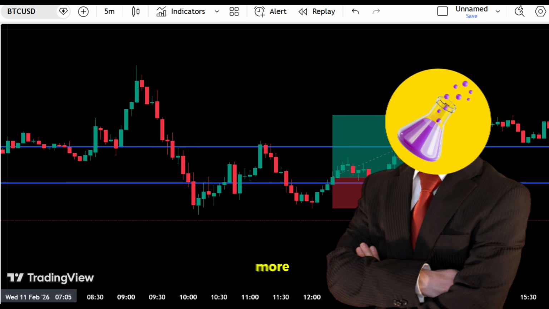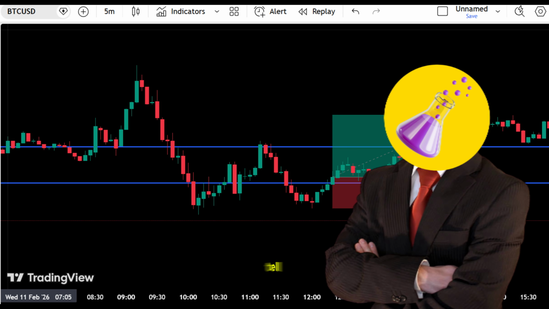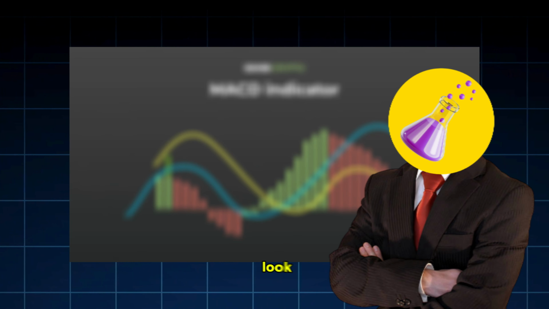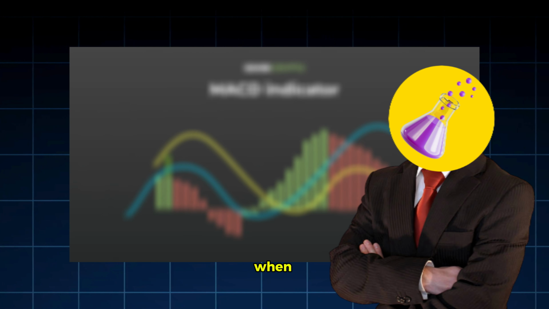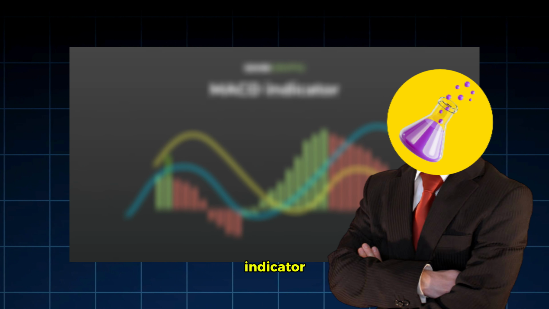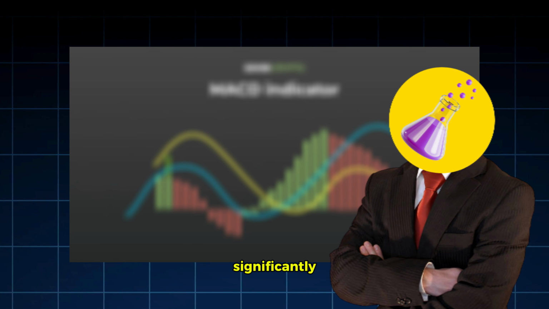But there's one more thing that takes this to another level. There's an indicator that filters out the bad setups. The trades that look valid but end up stopping you out. When you combine this 4-hour range strategy with that one particular indicator, your win rate jumps significantly.